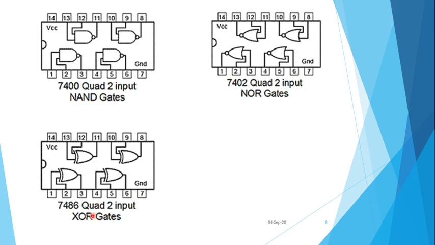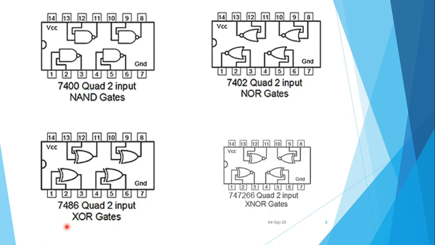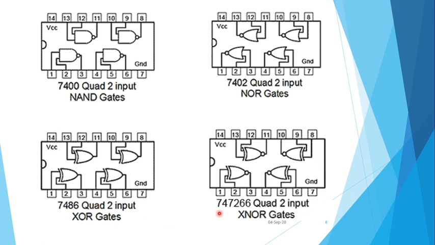7486 is the XOR IC. Then we have a very different number for the XNOR gate IC, 74266. This naming convention is already given there. So this is how the internal IC looks.